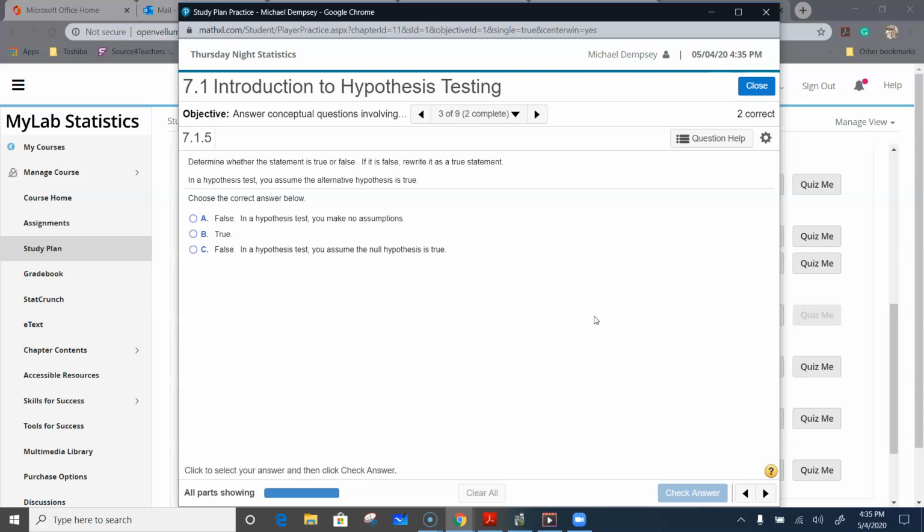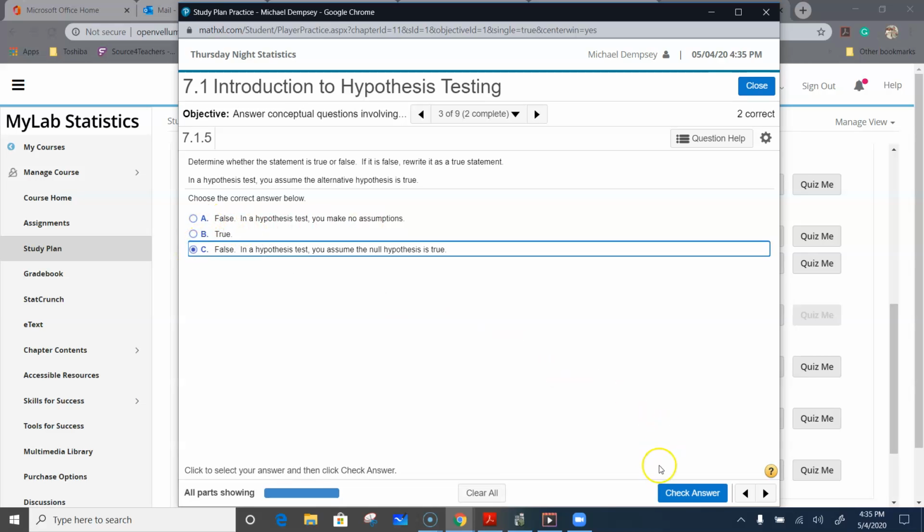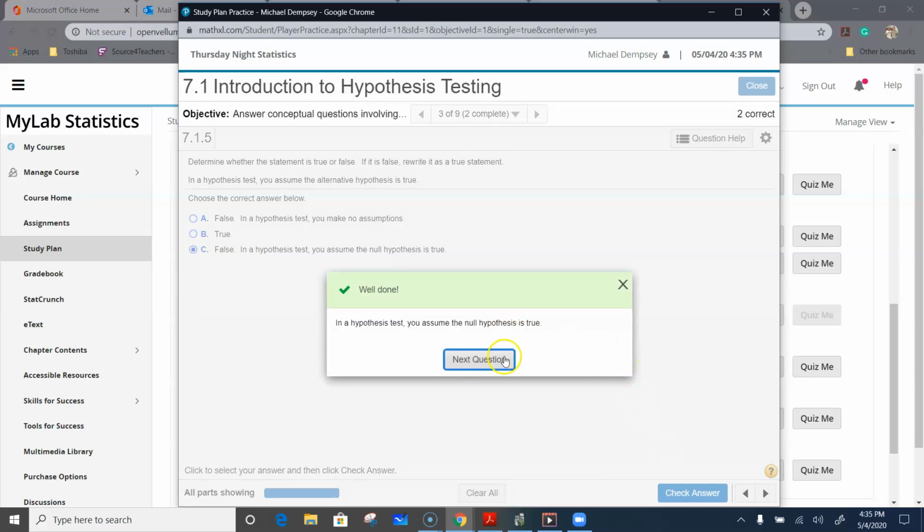Okay? Determine whether a statement is true or false. In a hypothesis test, you assume the alternative hypothesis is true. That's false. We are going to assume that the null hypothesis is true. That's always our null assumption.